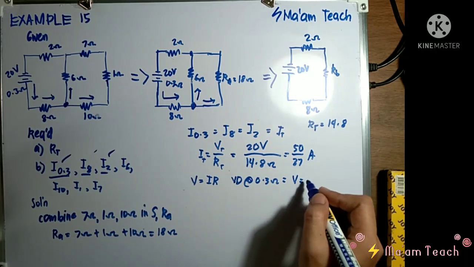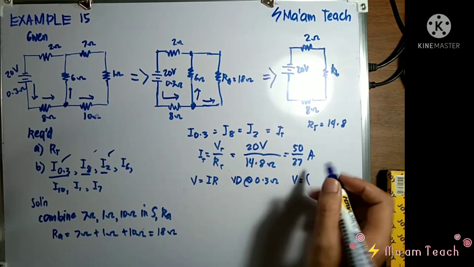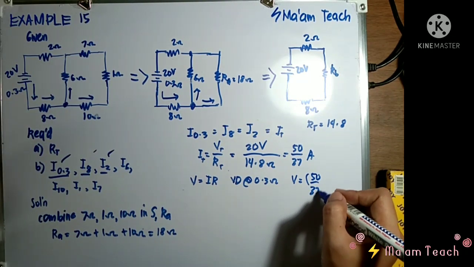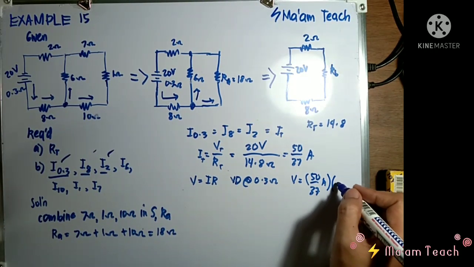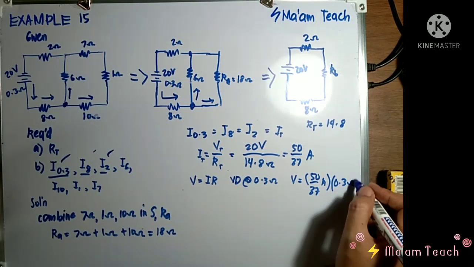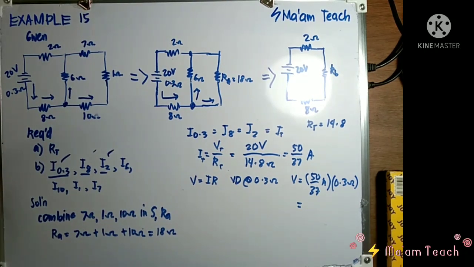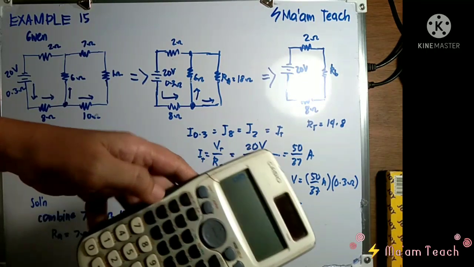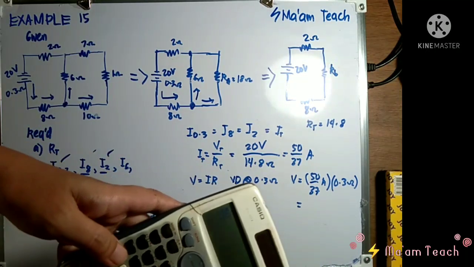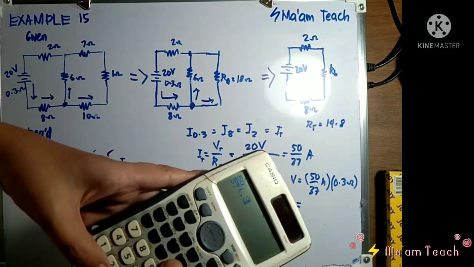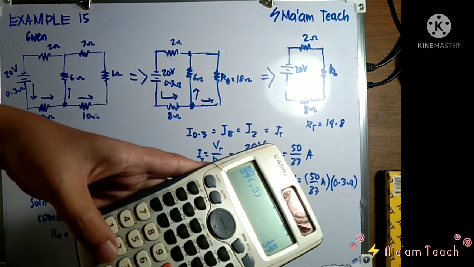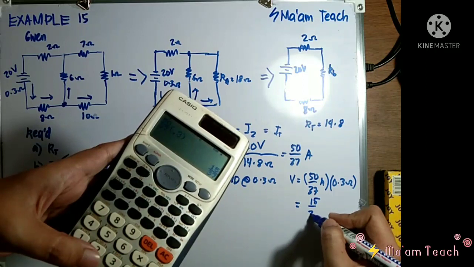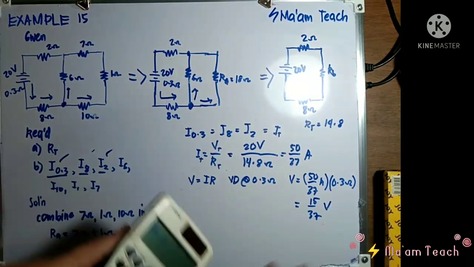So simply, V is the current flowing in 0.3, which is 50 over 37, times the resistance, which is 0.3 ohms. So therefore, you'll have 50 over 37 times 0.3. And you'll have 15 over 37. 15 over 37. This is volts already, class.